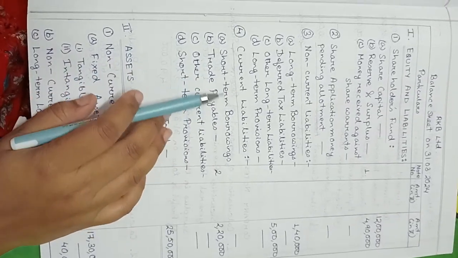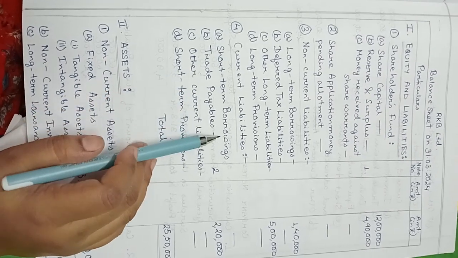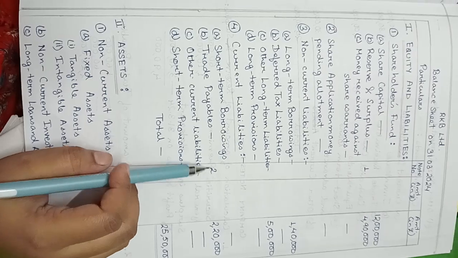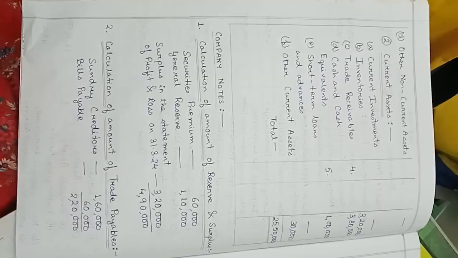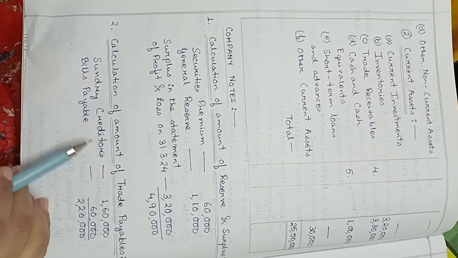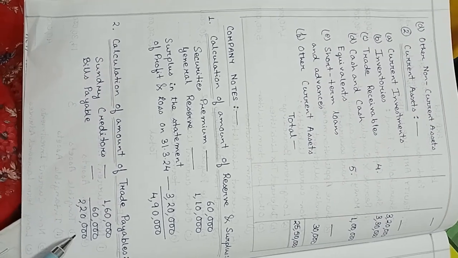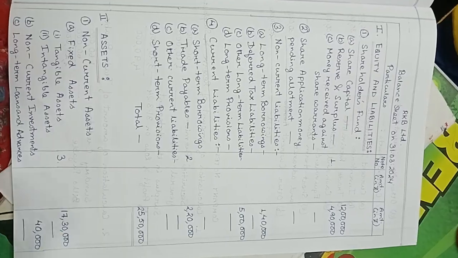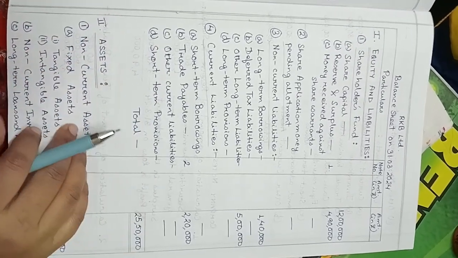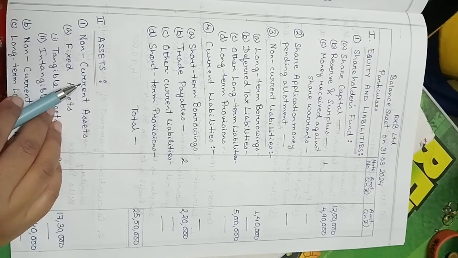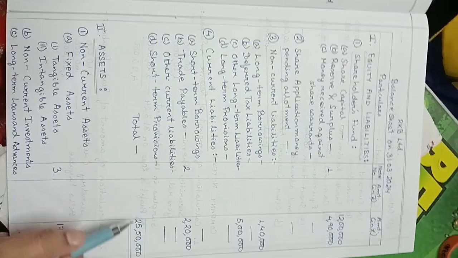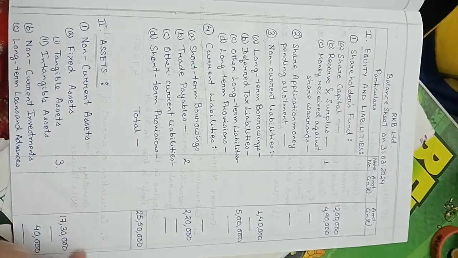Now come to current liabilities, short term borrowings, that is nil. In trade payables, you follow note number 2. You see here trade payables, there will be sundry creditors and bills payable. It's 2,20,000, so trade payables is 2,20,000. Now you have to total the liabilities side, so it is 25,50,000.